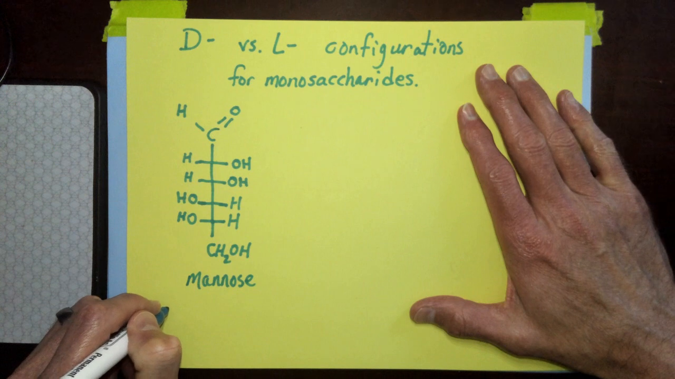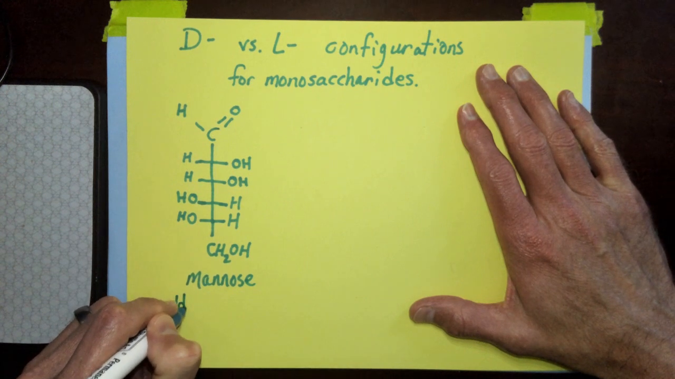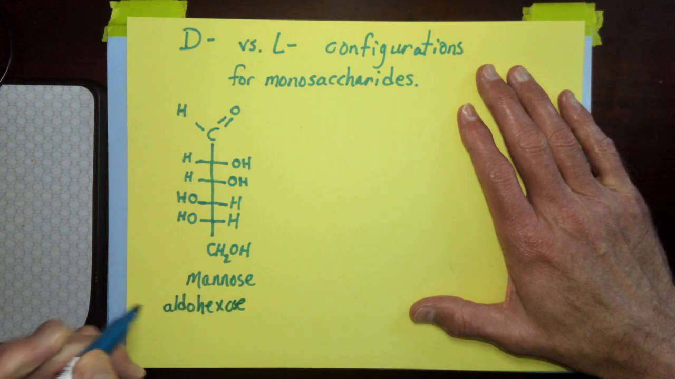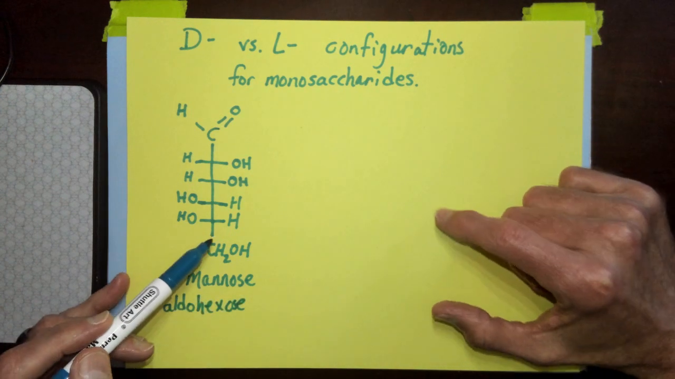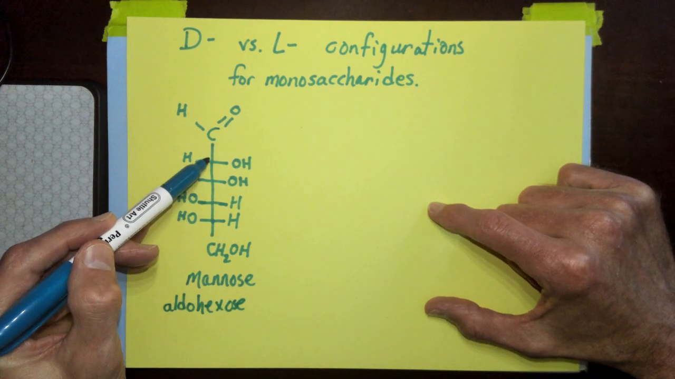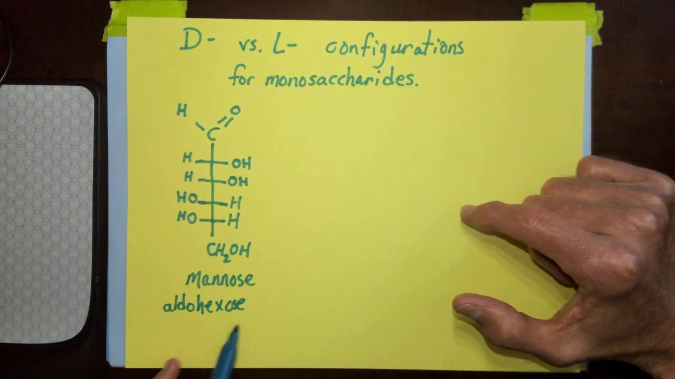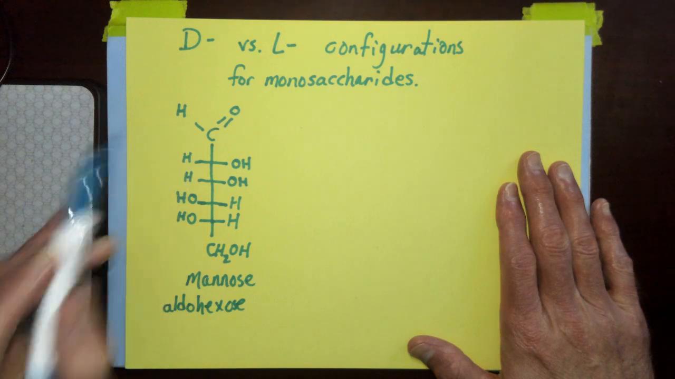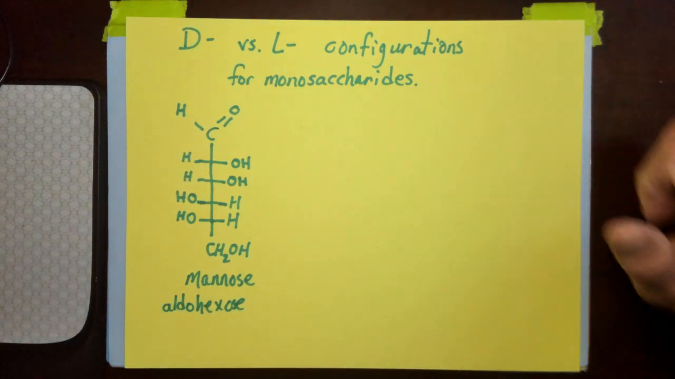So this one would technically be what we call an aldohexose. It's a hexose, 1, 2, 3, 4, 5, 6, 6 carbons. So 6 carbons in that sugar chain with the aldehyde group, so aldohexose.